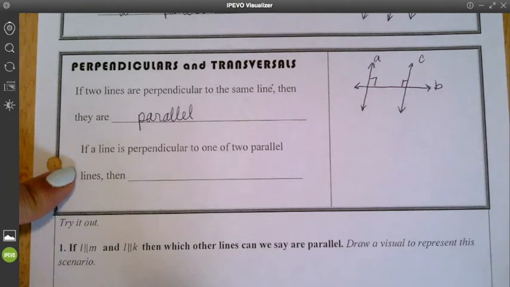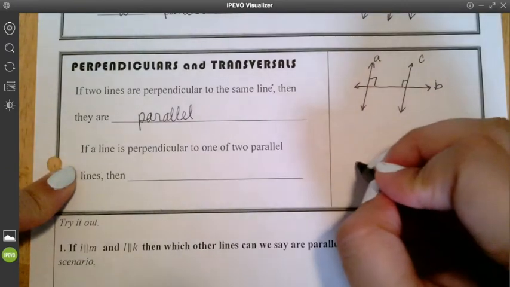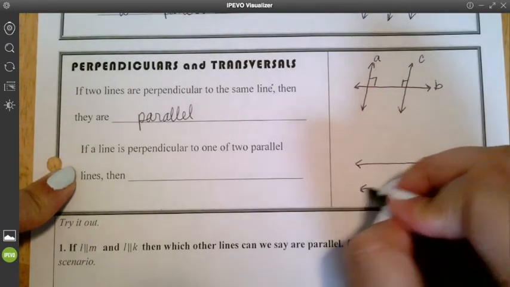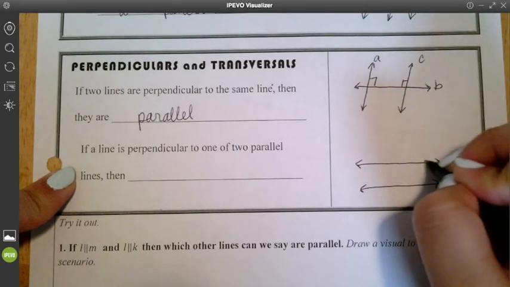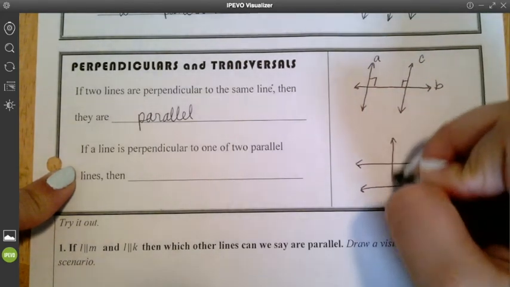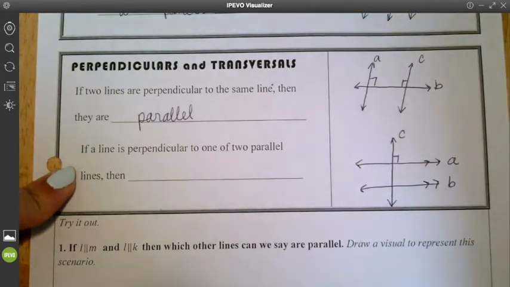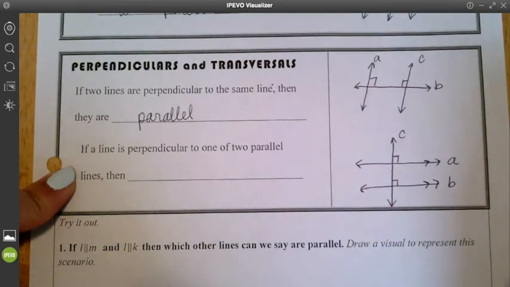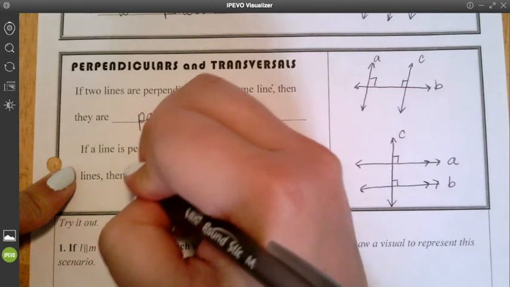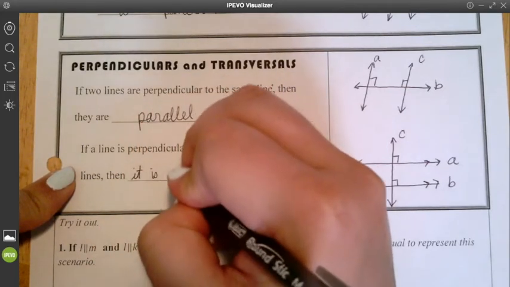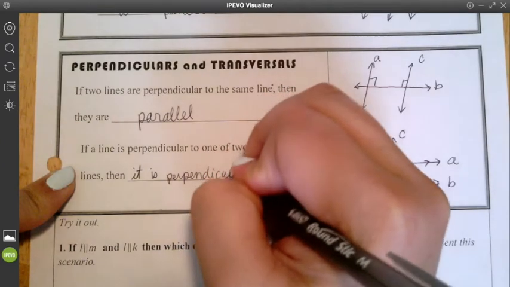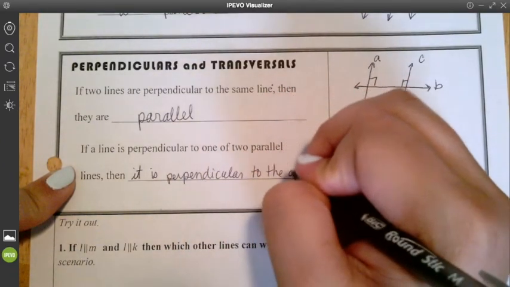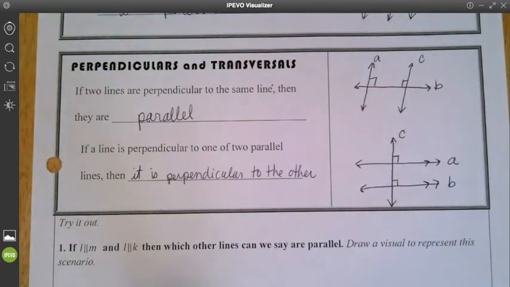If a line is perpendicular to one of two parallel lines, so it's really the same image, but I'll do another image here. So here are two parallel lines. A and B are parallel. And then I have here line C is perpendicular to A. Then C must also be perpendicular to B. Then it is perpendicular to the other. If it's perpendicular to one, then it has to be perpendicular to the other as well.